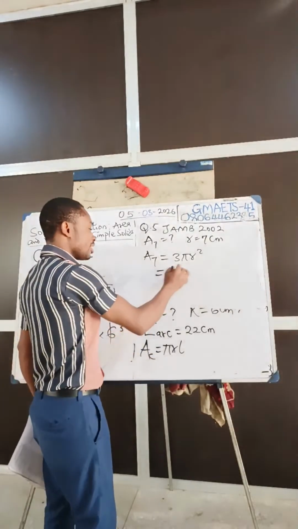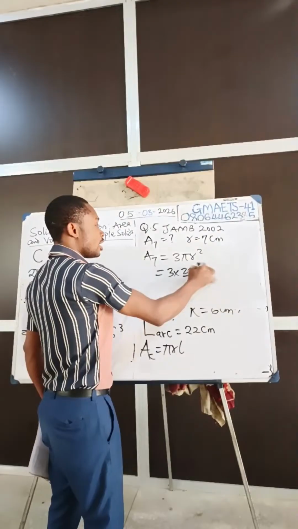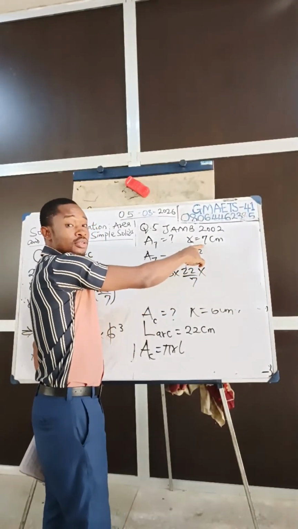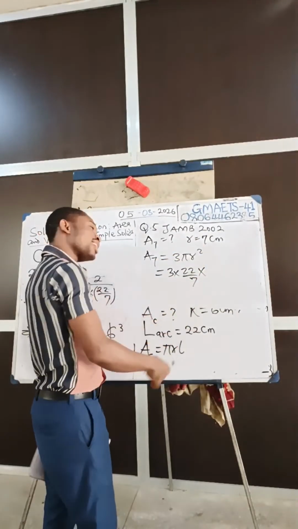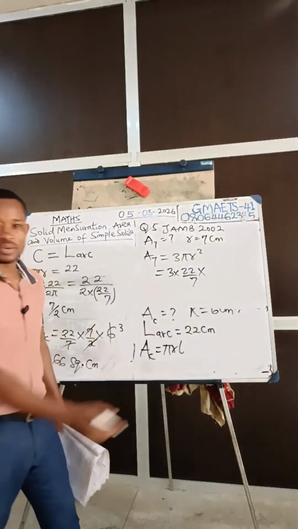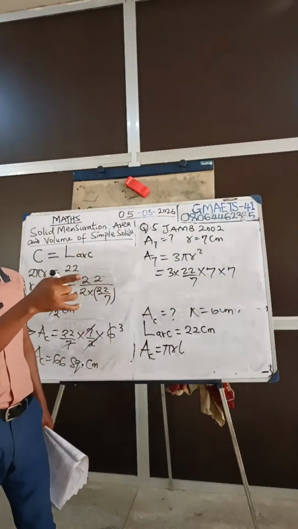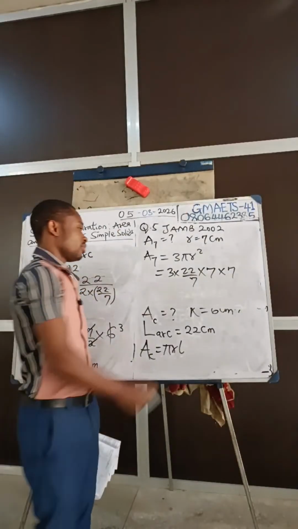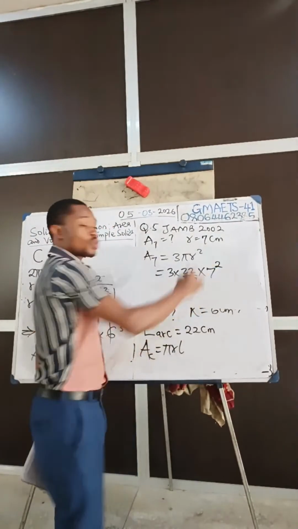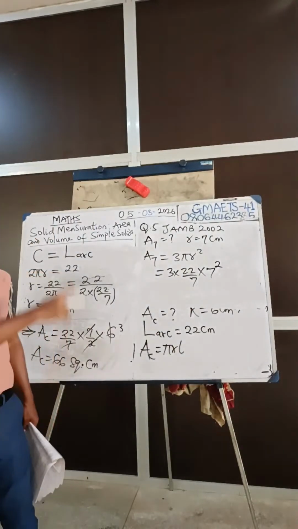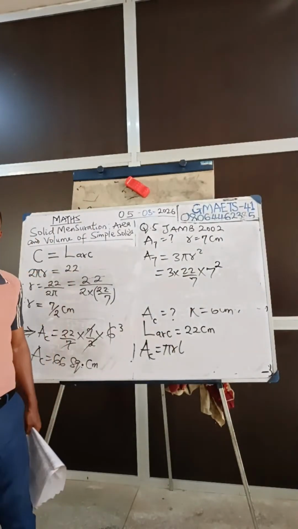Okay, so let's move on. 3 times 22 over 7 times r, which is 7, you square. That 7 square is the same as 7 times 7. Are you following, right? Oh, you want to go and write 49 there? Even if I put it as 7 square, if you want to apply indices law, you can apply.